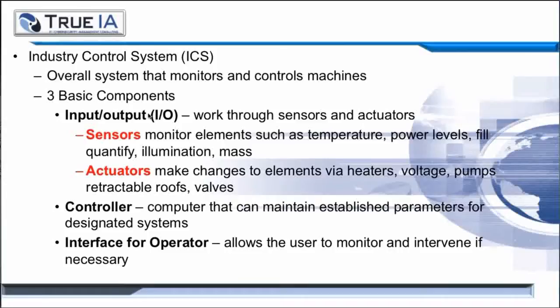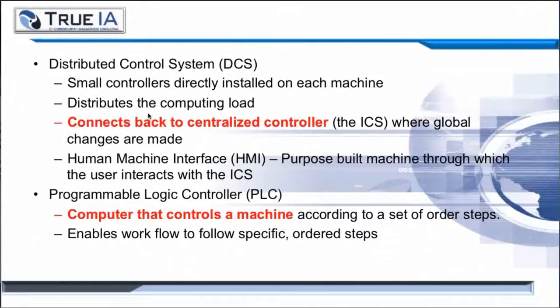Next is the controllers. This is the computer that can maintain the established parameters of all these design systems. Start thinking of an electrical power plant. Next is your interface operator. This allows the user to monitor and or intervene, if necessary, all of this equipment that must be maintained at precise levels. So within this environment, you will have a distributed control system and programmable logic controllers.